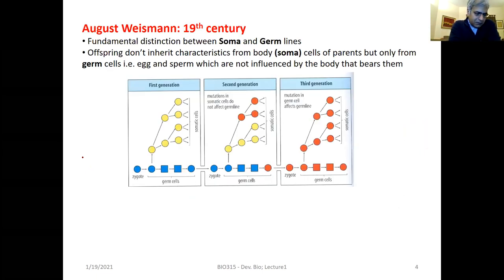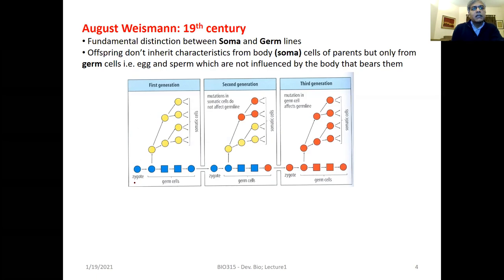Weismann, in the 19th century, when he talked about different cell lineages or cell types, did a wonderful experiment to distinguish different kinds of cells we harbor. And he said we have soma and the germ lines, somatic and germ cells. Somatic cells are responsible for all the multicellularity we contain in our body, but the germline is the one responsible for continuity of life.